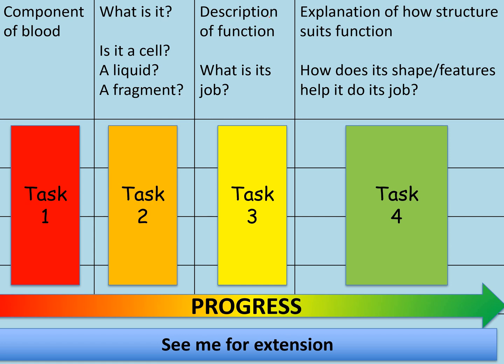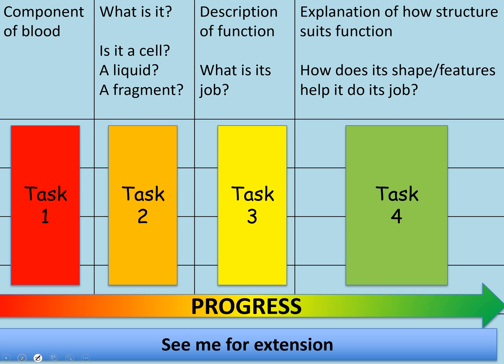I want a description of its function. So what's its job for task 3? And for task 4, I want an explanation of how the structure suits the function. So how does its shape or features help it to do its job for task 4? If you're not sure about any of these answers for task 1, 2, 3 and 4, pause the video, rewind it and go back to the pages where each of the components are described. And pause the video at this point to draw the table out and start filling it in.